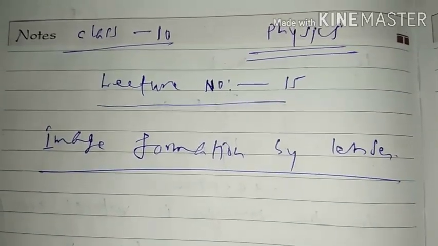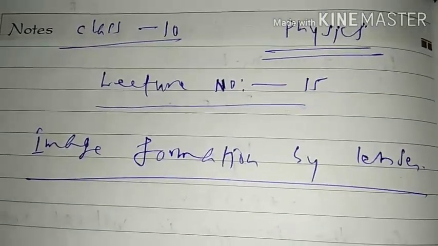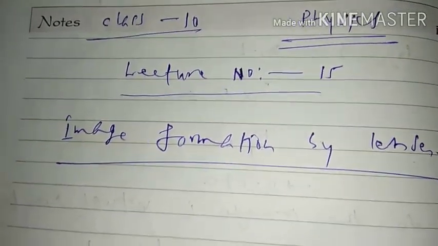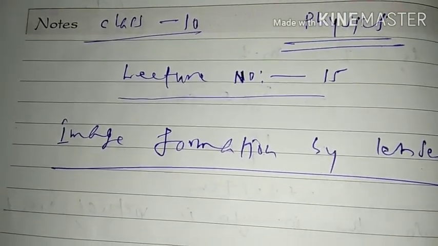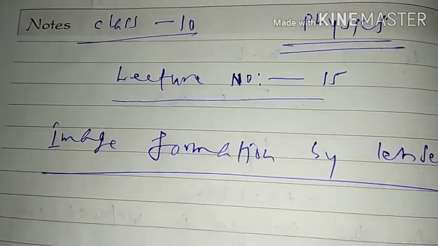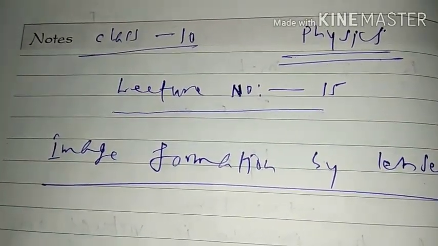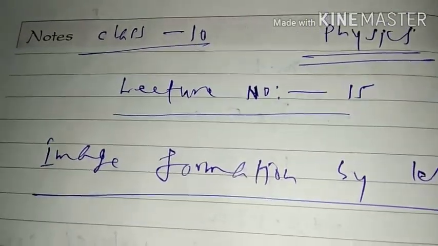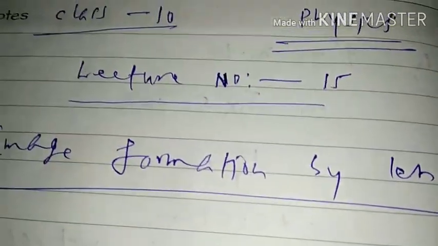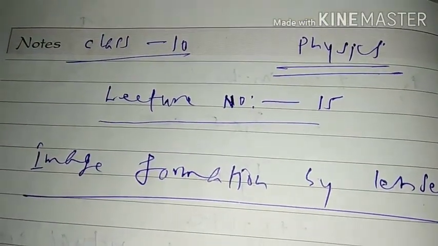Hello students, in my last lecture I had explained refraction of light through convex and concave lenses, and we had seen that convex lenses are called converging lens and concave lenses are called diverging lens. So now today we shall see image formation by lenses.